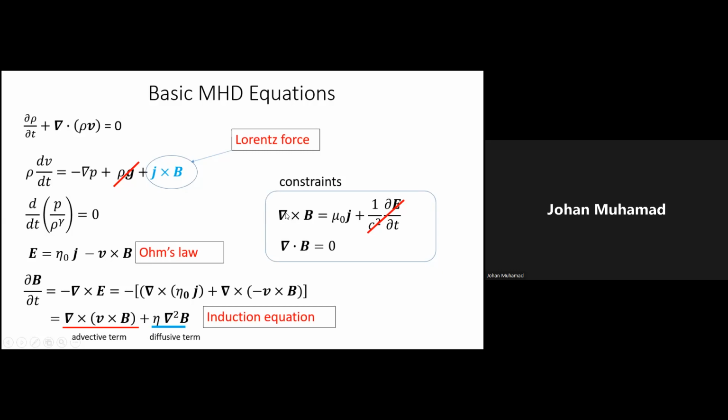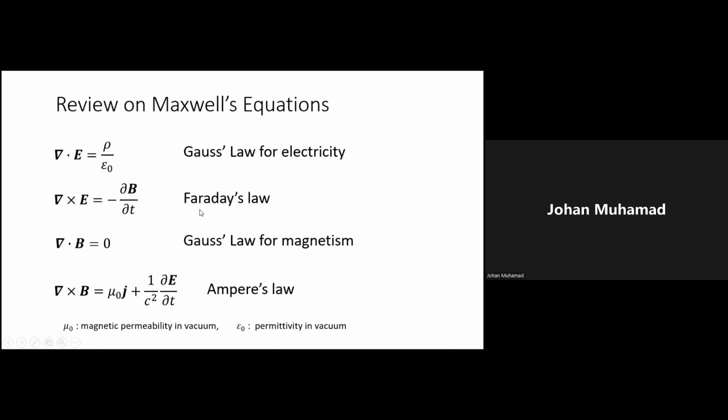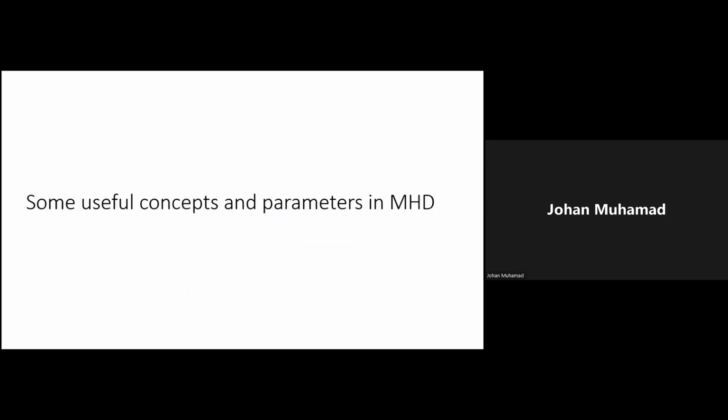The first one is that the curl B is equal to mu J, and then we can omit this one as I explained before. And the second part is the solenoidal condition that the divergence B is 0. All of these are derived from the hydrodynamics and Maxwell's equations.